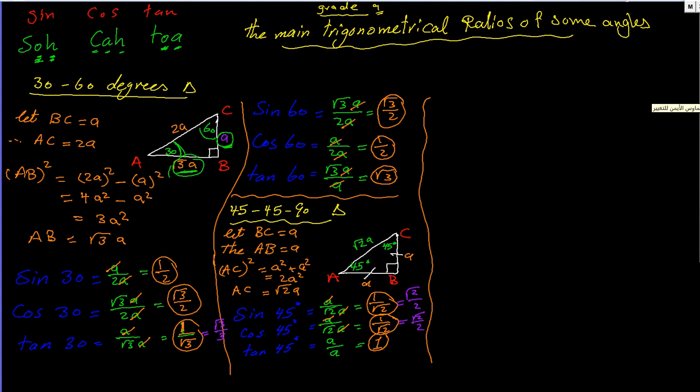Find without using a calculator. Question number 1. Sine power 2 of 45 degrees plus cosine power 2 of 45 degrees.